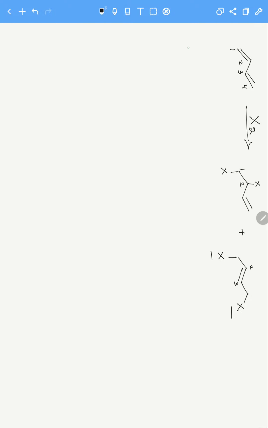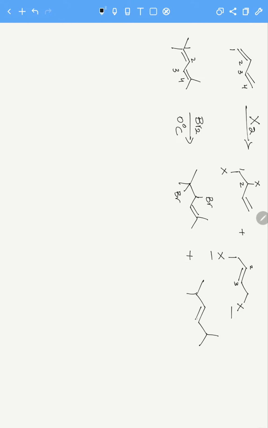Let's say again, we were given, for example, this diene, and the reaction is with Br2 and 0 degrees. So 1, 2, 3, 4. First product is obtained by just putting Br here and Br here, plus the 1,4 product is obtained by moving the double bond between 2 and 3. And now the first Br will be at position 1, but the second one will be at position 4.